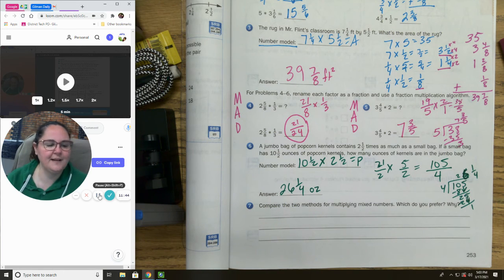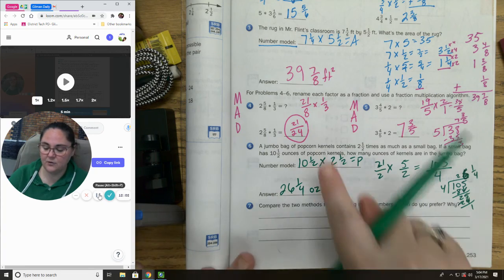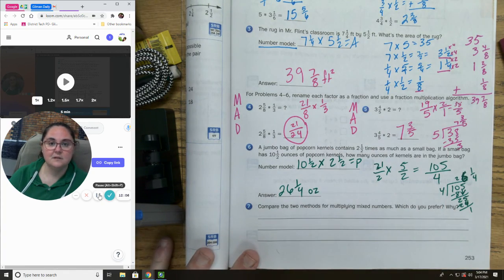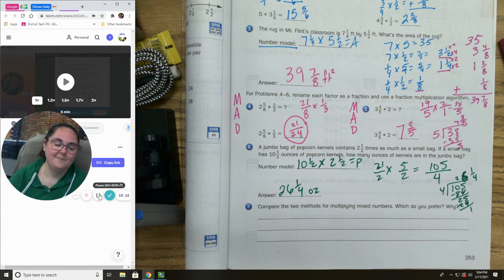If you forgot your label, it's okay. From now on, make sure you have that label, guys. Now, this is your last question. Quick lesson today, only about 12 minutes. Finally, compare the two methods. Which one do you like best and why? So that's what you're going to tell me. Do you like doing the renaming or partial products? And why? Have a great day, guys.